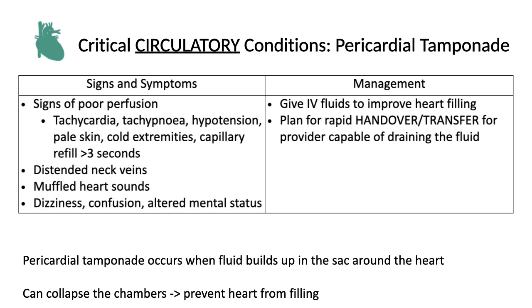Cardiac tamponade is one of the critical circulatory conditions when there is accumulation of fluid in the pericardial sac, and this will lead to obstructive shock. You can see features of hypoperfusion, altered mental state, tachycardia, tachypnea, hypotension, pale skin, cold extremities, capillary refill more than 3 seconds. There will be distended neck veins, muffled heart sounds, and in this patient you need to have a peripheral line, a good line, and give fluid, and you need an expert to drain the pericardial sac.